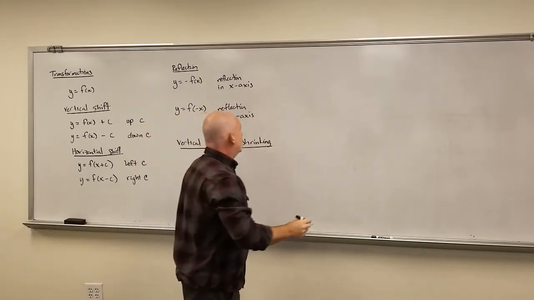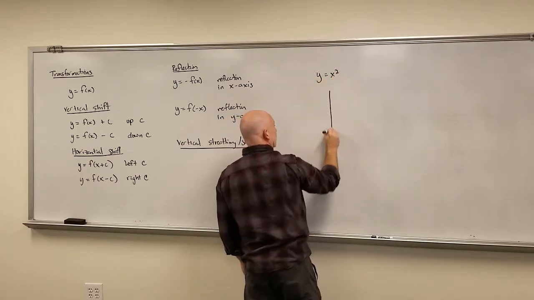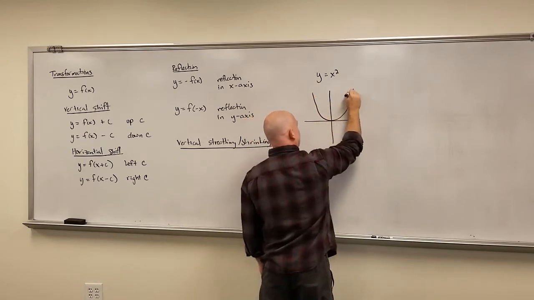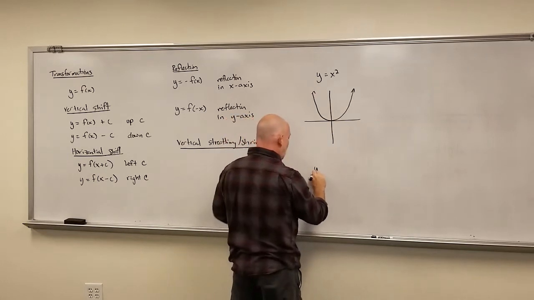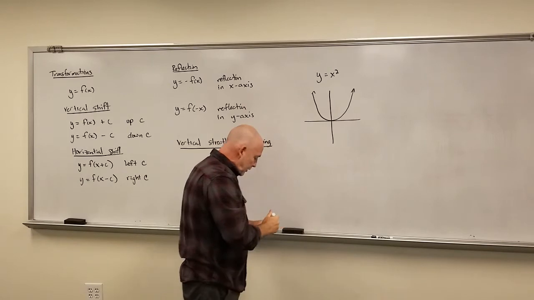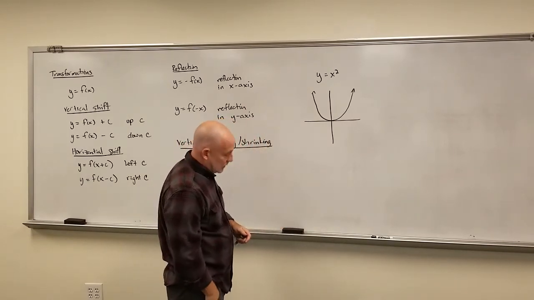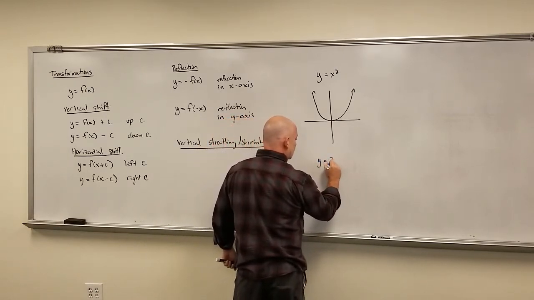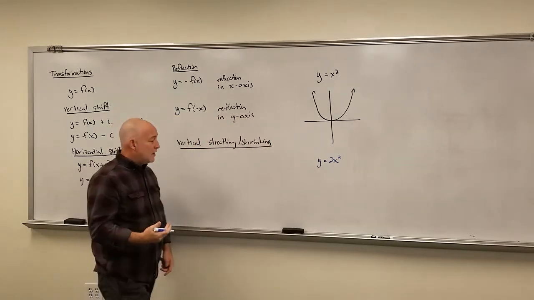So again, let's start out with our basic function. y is equal to x squared. We know what that looks like, and we'll just sketch one up there real quick. What if we took that function and doubled it, so to speak? What if we have y is equal to 2x squared?